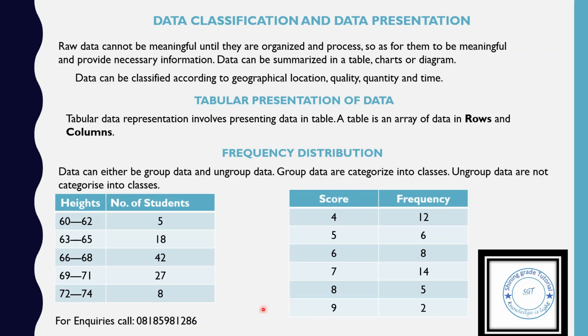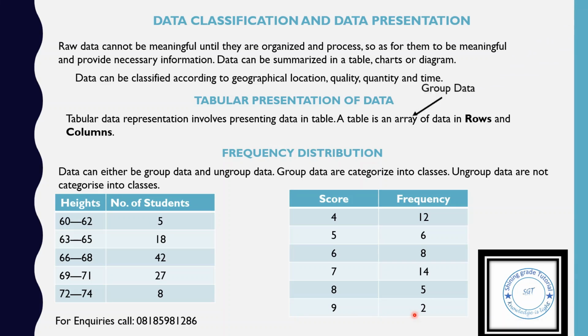Alright, so here also we have scores and their frequency. The number of people that scored 4 is 12. Those that scored 5 are 6. Those that scored 6 are 8. Those that scored 7 are 14. Those that scored 8 are 5. Those that scored 9 are 2.